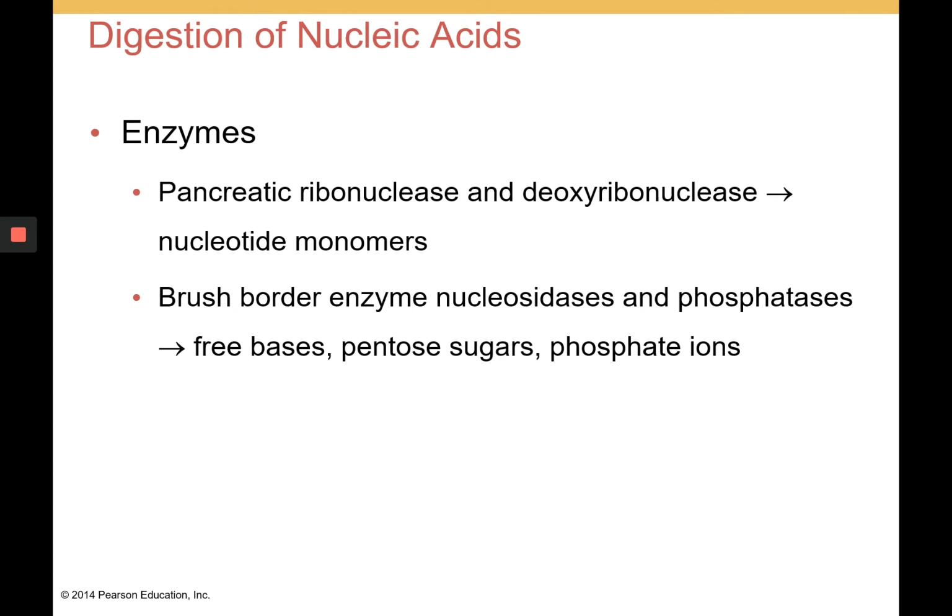The digestion of nucleic acids is a little simpler. There's not a whole lot. It begins and ends in the small intestine, and we'll break down nucleic acids into nucleotides using nucleases. There's deoxyribonucleases and ribonucleases. They break down different types of nucleic acids, and some of them come from the pancreas, and some are in that brush border or the microvilli of the enteric epithelial cells. What makes up a nucleotide, which is the monomer of a nucleic acid, are nitrogenous free bases, pentose sugars, and phosphate ions. So nucleases are also able to break down nucleotides into these three components.